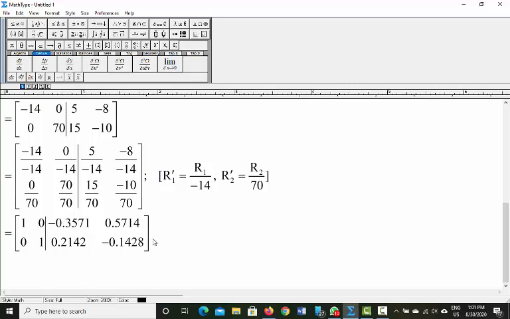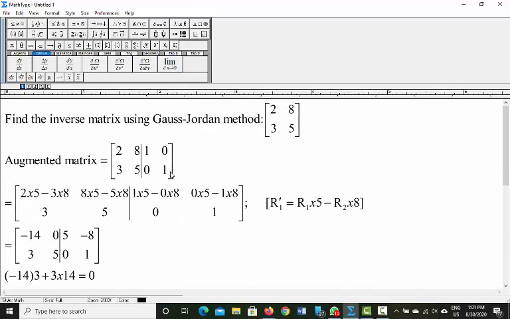If you notice, we started with an augmented matrix, where an identity matrix was added to the original matrix. This identity matrix was on the right hand side of the divider.